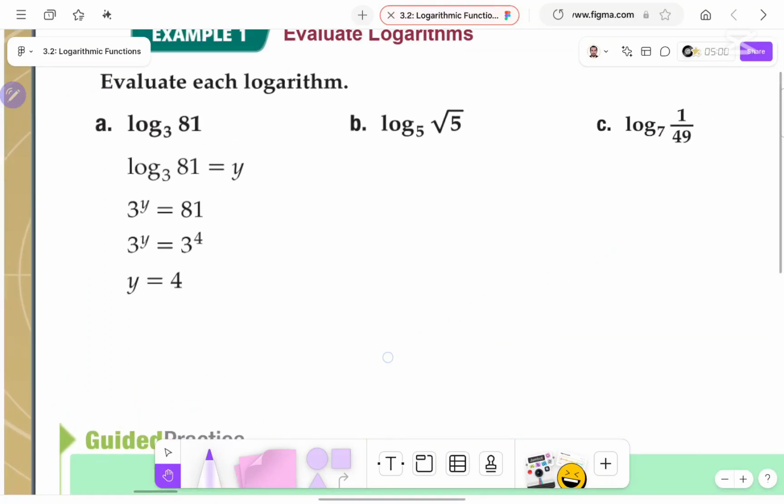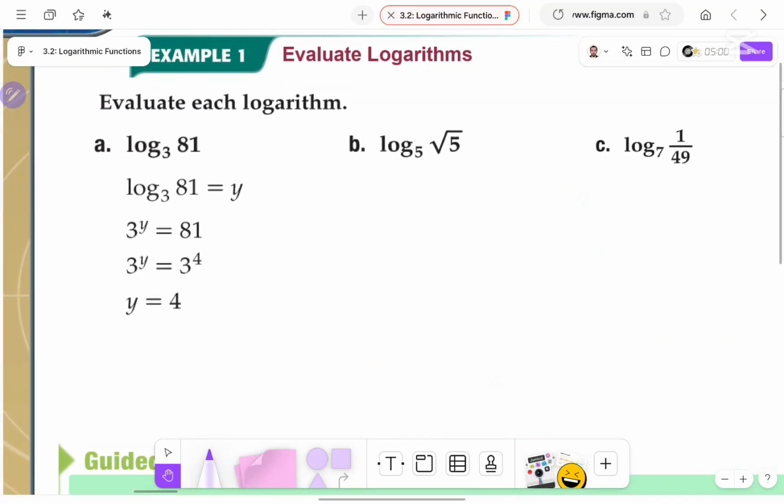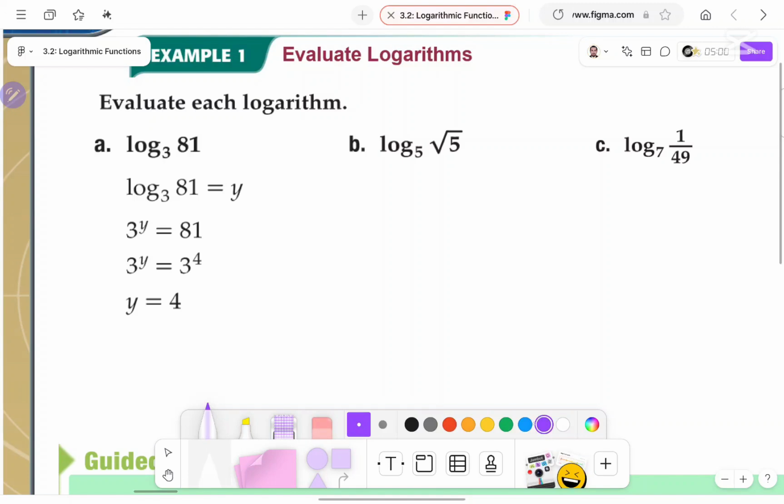Now let's start with an example of how we can evaluate each logarithm. To evaluate the logarithm, look at the first example: base 3, and let's say x is 81. The first step, number 1, is that we set this part equal to y. This is the first step. Step number 2: what's happening from here to this one? We convert to exponential.